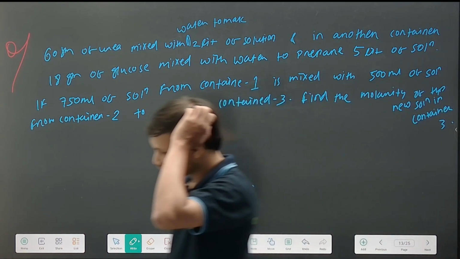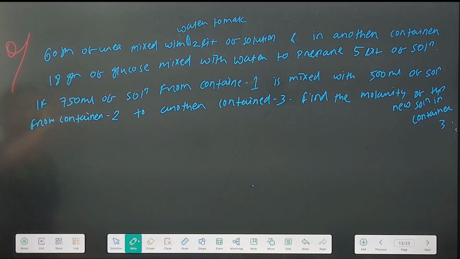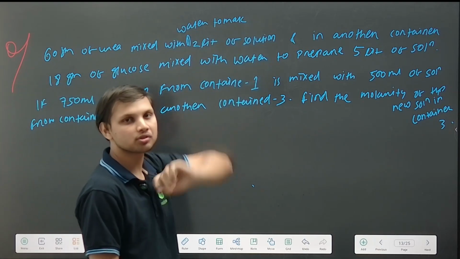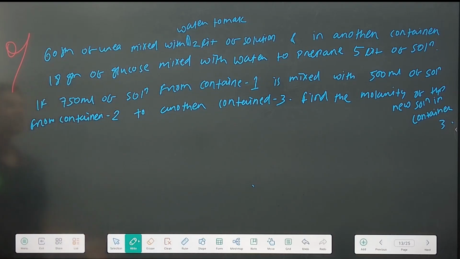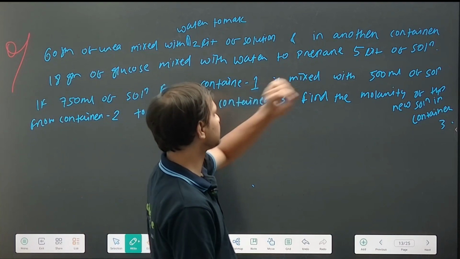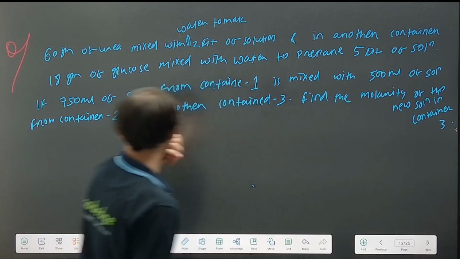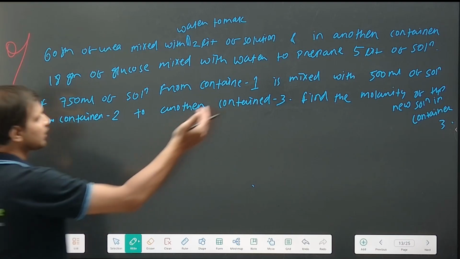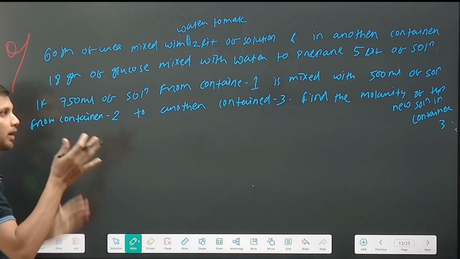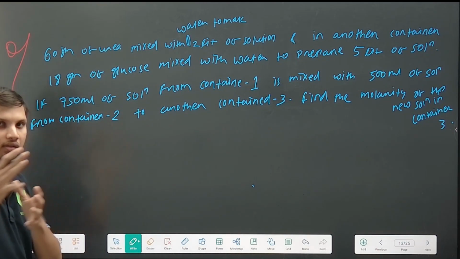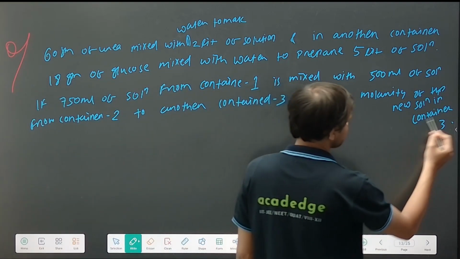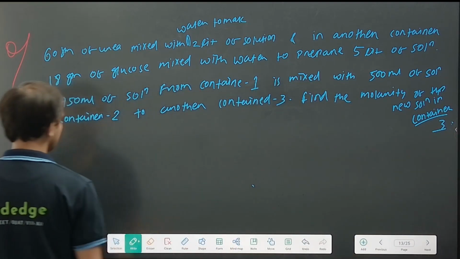Okay. So what the question is asking is that in container number 1, you are mixing 60 gram of urea with enough water to prepare a solution of 2 liter, and in another container you are mixing 18 gram of glucose with enough water to form 5 liter of solution. You are taking 750 ml of solution from container number 1 and 500 ml of solution from container 2, and mixing those two solutions in container number 3. So now the question is asking, what is the concentration of the container number 3 solution? Okay, let's solve this question.